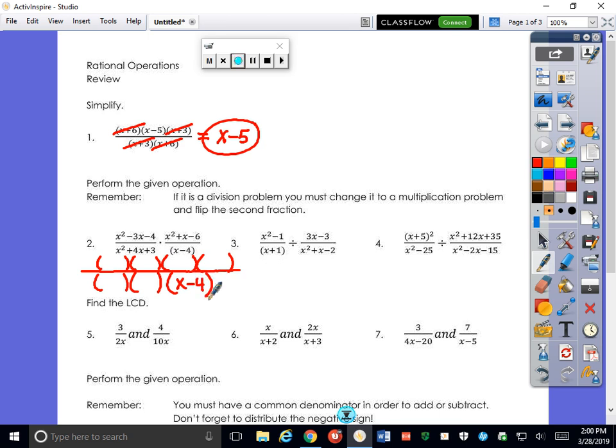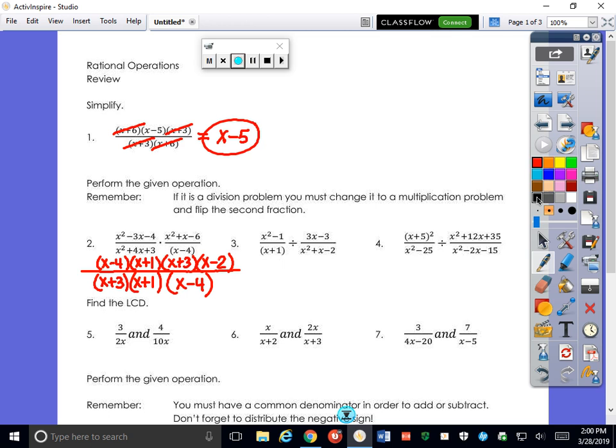So if I do x squared minus 3x minus 4, that's going to be x minus 4 and x plus 1. If I do x squared plus 4x plus 3, that's x plus 3 and x plus 1. If I do x squared plus x minus 6, that's x plus 3 and minus 2.